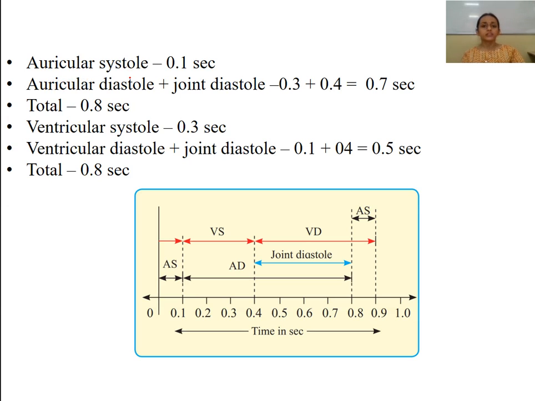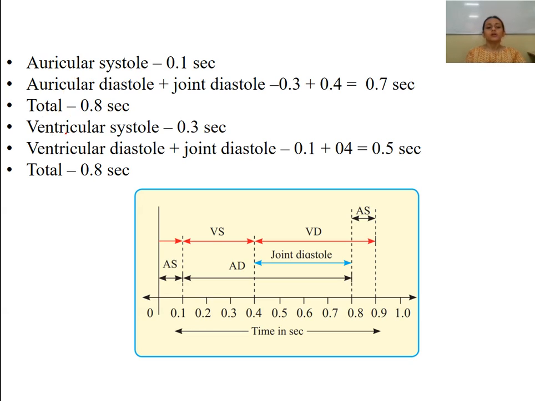Now the time that the auricular systole takes is 0.1 second. And auricular diastole plus the joint diastole, that means when the auricles are in a relaxed condition, plus the joint diastole: auricular diastole is 0.3 seconds and the joint diastole is 0.4 seconds. This goes for 0.7 seconds. Now when you sum up the auricular systole, the total is 0.8 seconds.